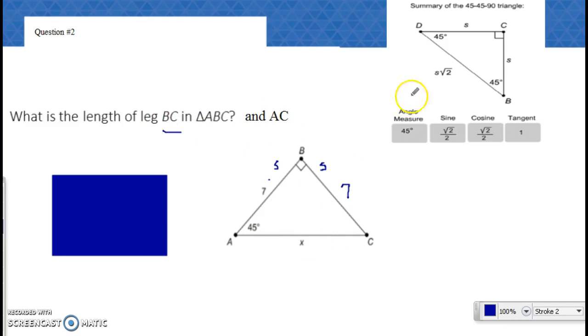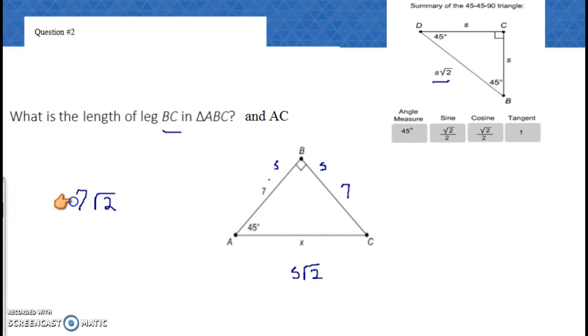If I were to ask you, the hypotenuse is S times the square root of 2. Our S is 7, so that AC would be 7 times the square root of 2. So this side would be 7 times the square root of 2.